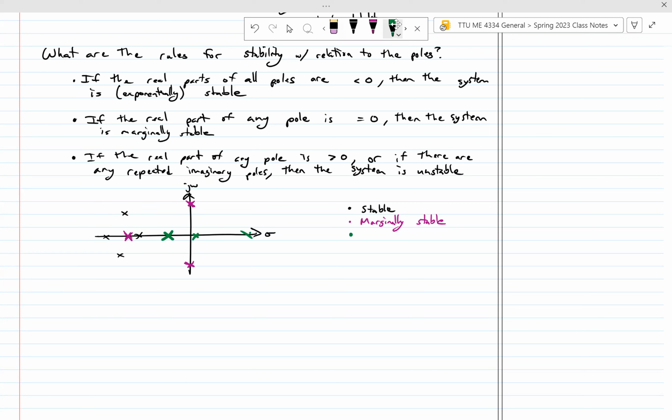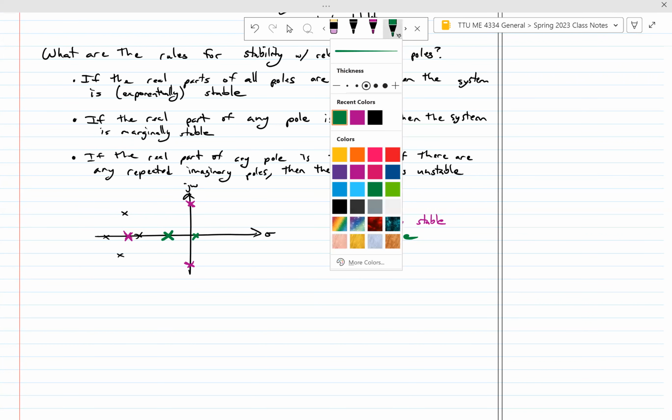The extra case, let's see, use a different color here. I guess red will work.